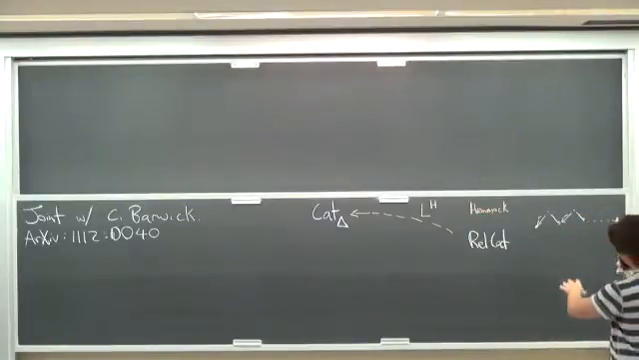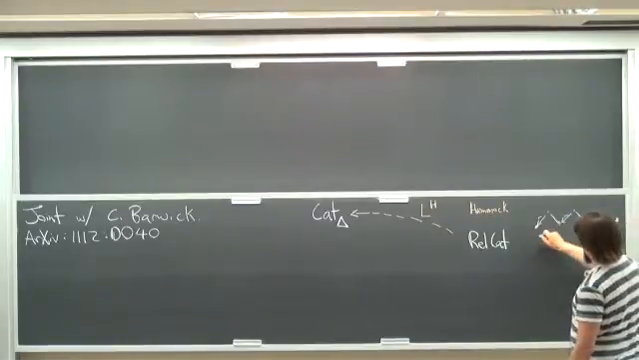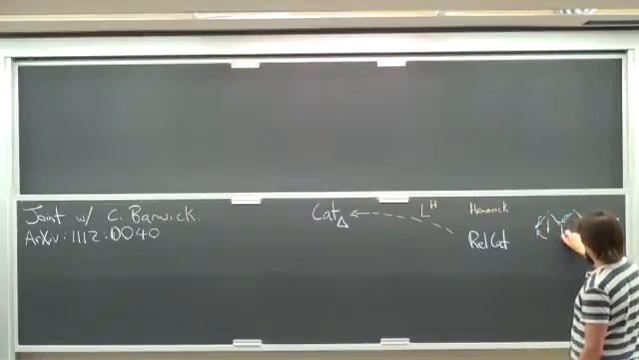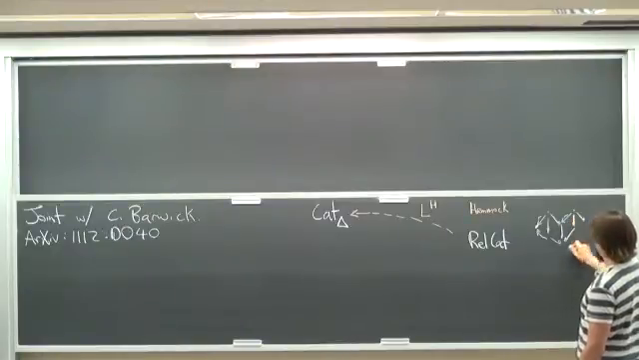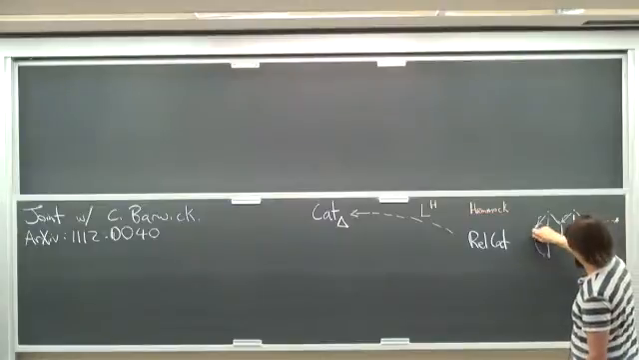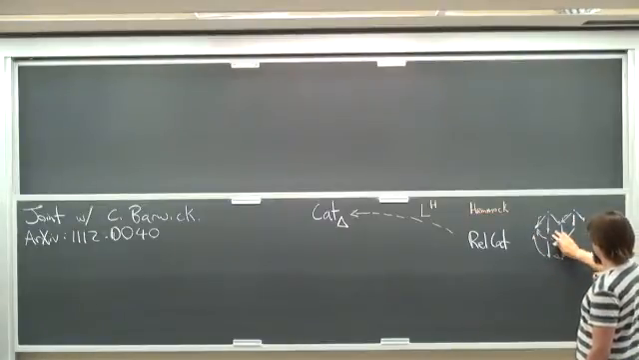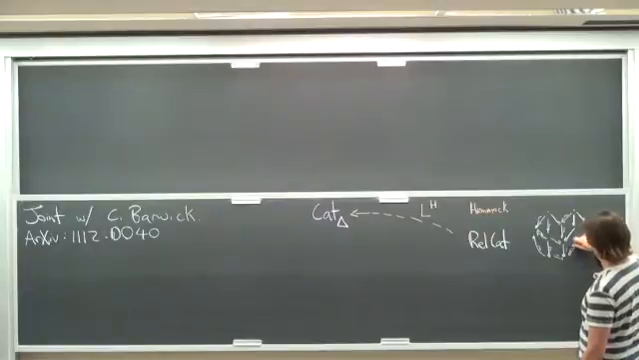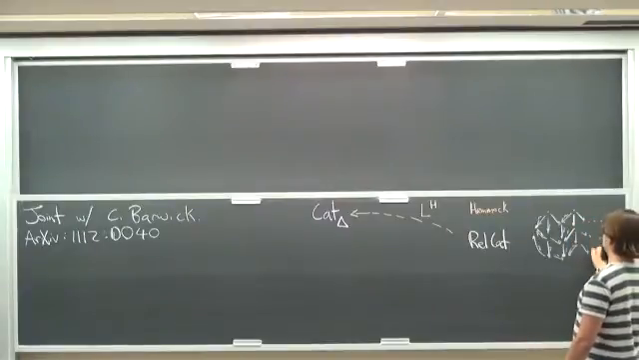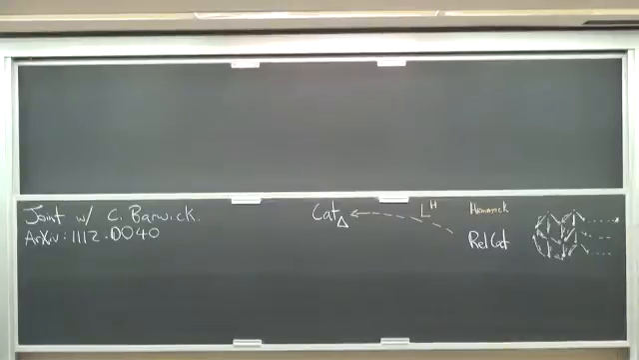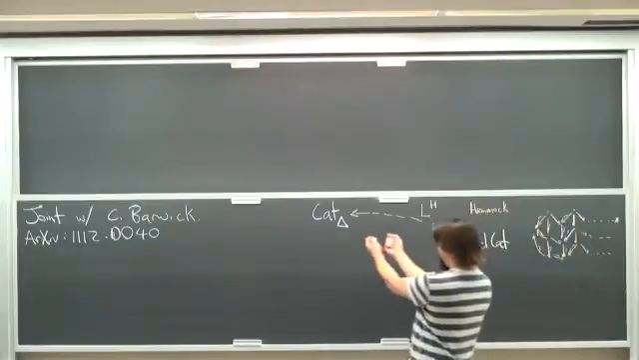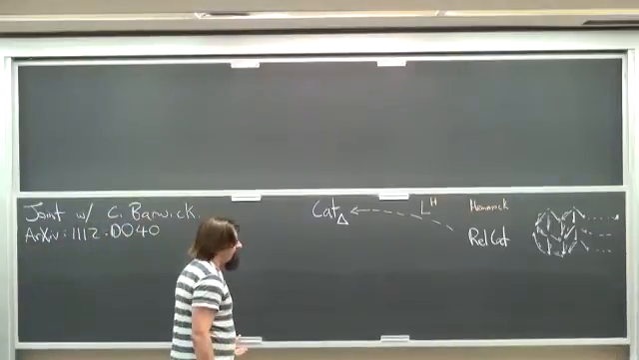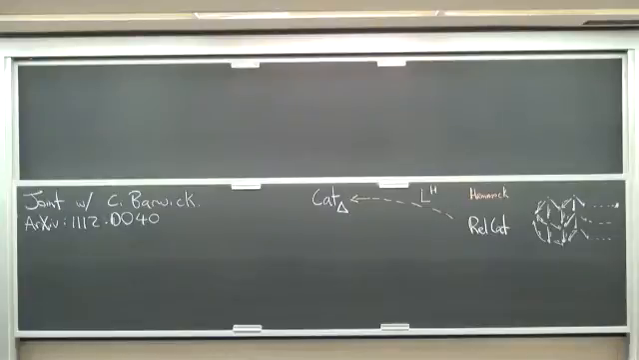For the Hammock localization, you do a similar thing, but instead of modding out by these guys, you now build a simplicial gadget where you can have sort of grids of these zigzags. These guys are all in here, and these guys are in the weak equivalences. And you don't mod out the maps, you just build this enormous simplicial thing. Right, I'm taking a relative category and building now a category that has simplicial sets between the objects. It's kind of hard to work with, that particular construction, but you could, in principle, do it.